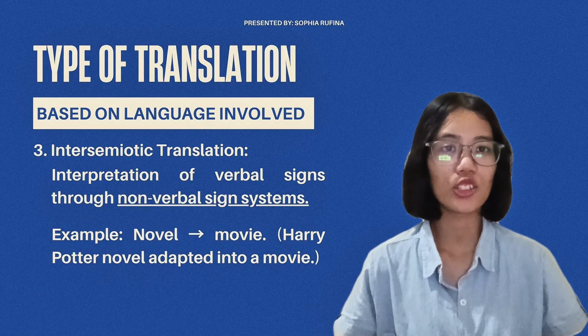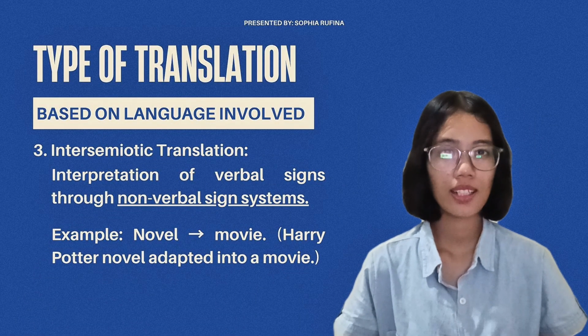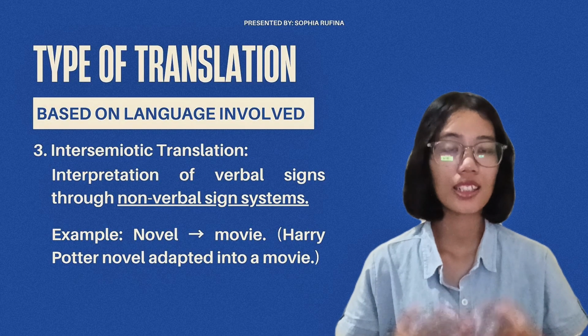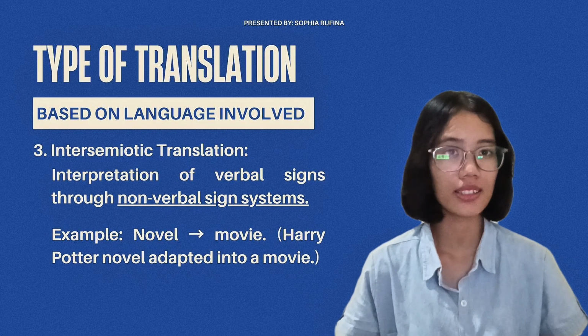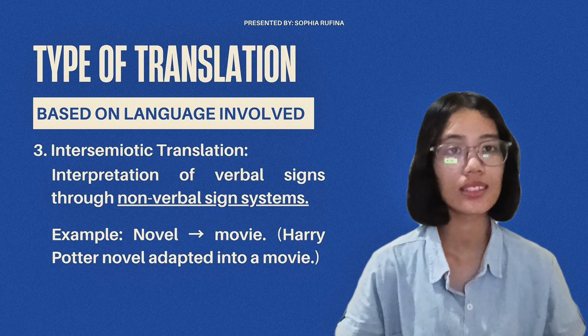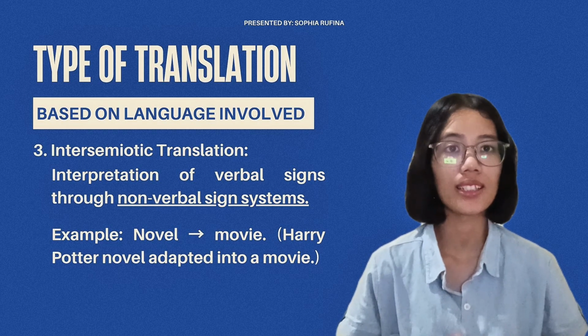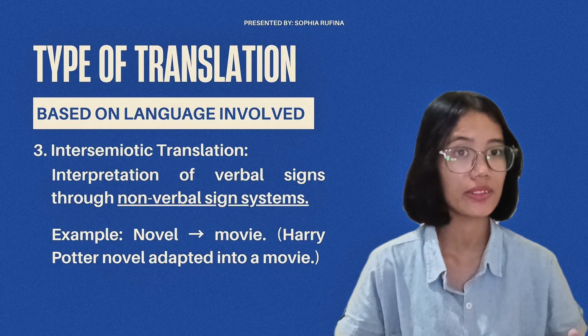Number 3 is intersemiotic translation, also known as transmutation. This is the interpretation of verbal signs through non-verbal sign system. For example is Harry Potter novel is adapted into a movie.